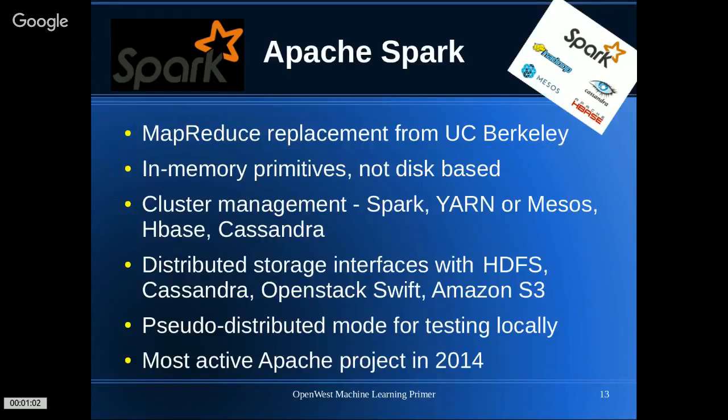But MapReduce did a lot of disk writes. It would process data, write it to disk, and then read it from disk again. Apache Spark gives you a better way of keeping things in memory. You can chain operations together, and there are two things in Spark. One's an RDD, a resilient distributed data set. It will actually let you load up a data set into memory, and it's resilient, so it's redundant, and it's also spread across a cluster.